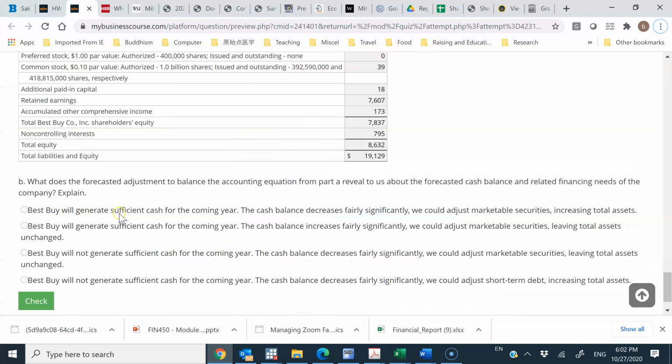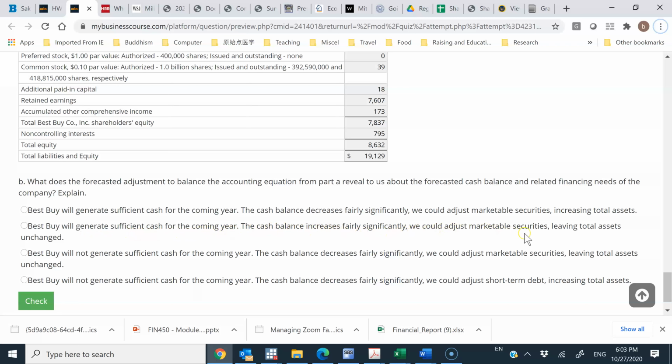Best Buy will generate sufficient cash for the coming year. This is true. The cash balance decreases fairly significantly. And this doesn't make any sense, right? Cash balance actually increases relative to the normal level. Best Buy will generate sufficient cash for the coming year. The cash balance increases fairly significantly, which is true.